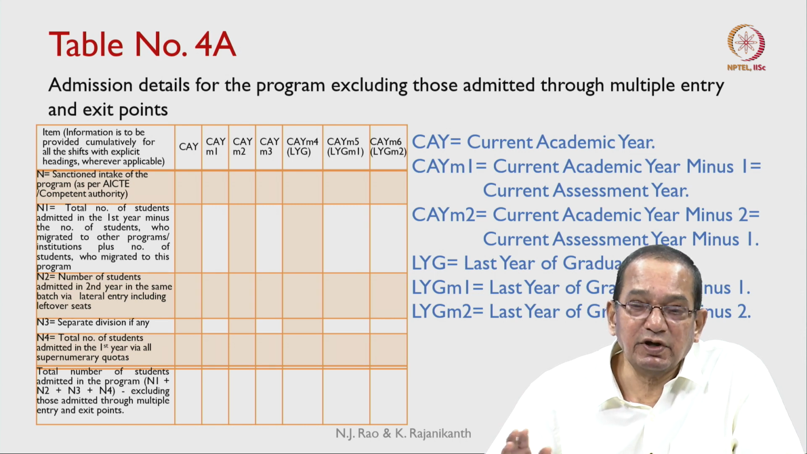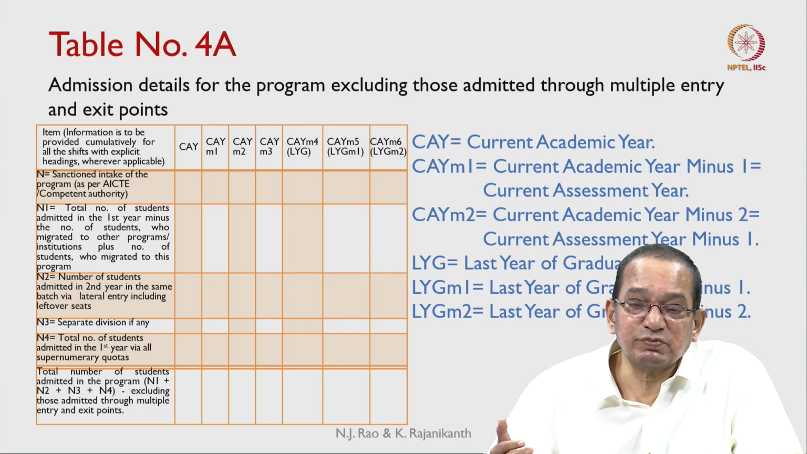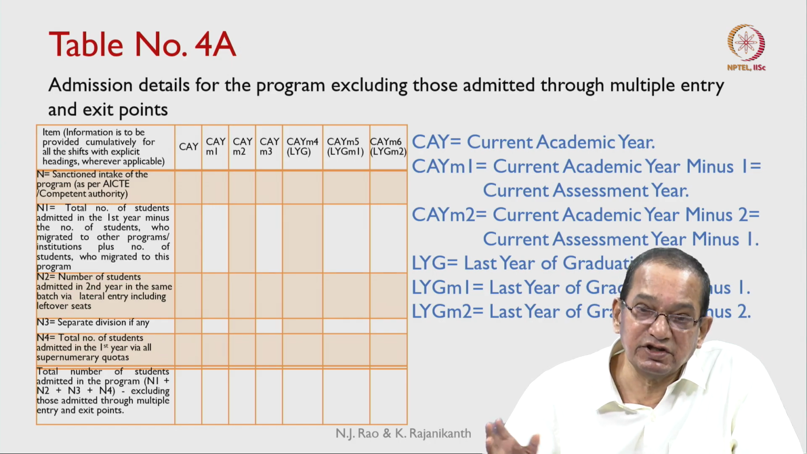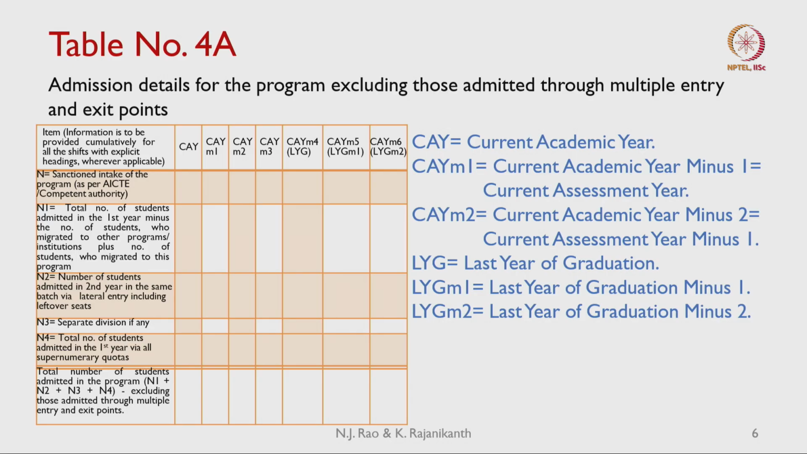Then N3 is separate division, if any, which in some states the promotion of technical education required the states to make special provisions for a separate division by sharing the faculty. Most of the cases it is 0. N4 is total number of students admitted in the first year via all supernumerary quota. If an institute is performing very well, then there is a supernumerary quota. This does not come into the sanctioned intake numbers. This is beyond that. So, it is a supernumerary quota.